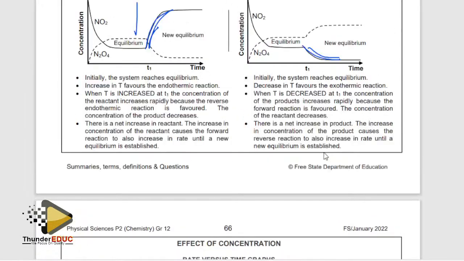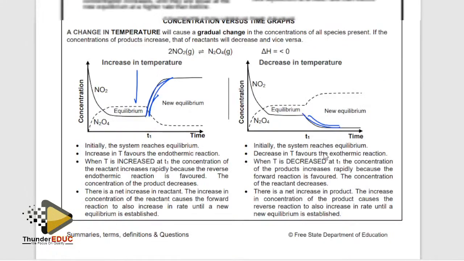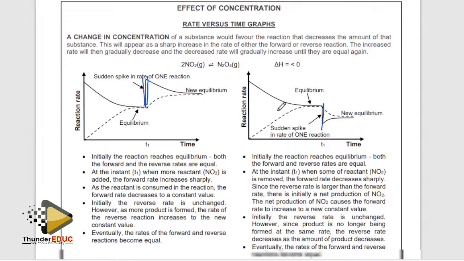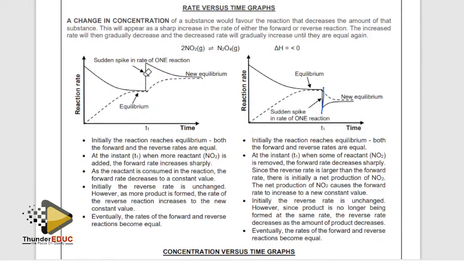Can I repeat that? For the case of temperature, how do I know that this graph is for temperature change or it is for concentration? For temperature, the graph is increasing gradually. It has that gradual bend, while for concentration, it is sharp. When you add concentration, it is automatically sharp.